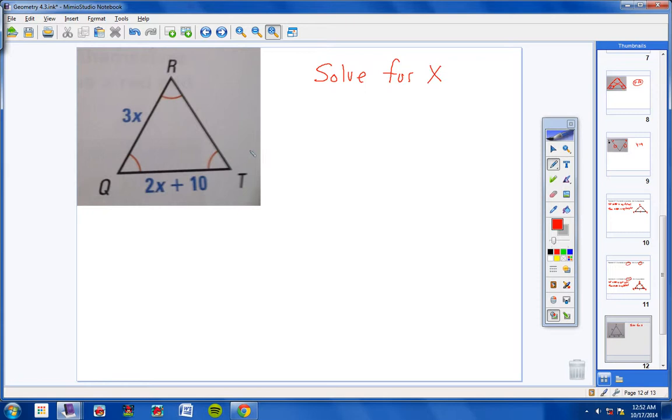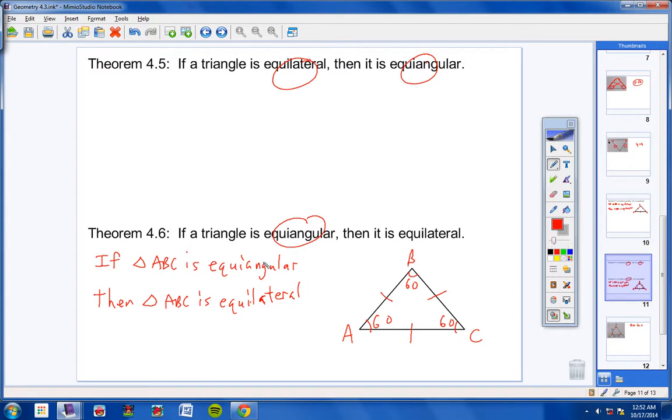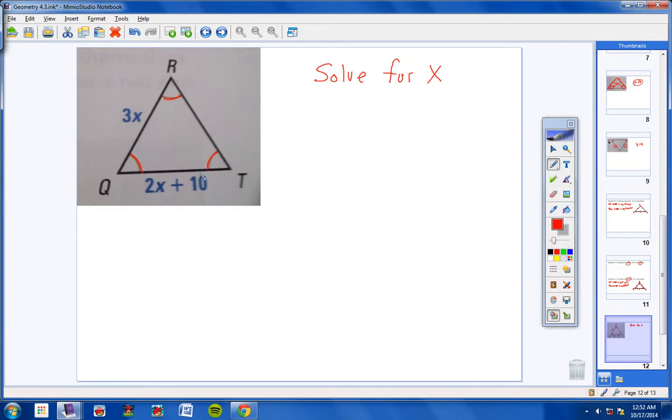Well, students, think about this. We know that all three angles are congruent, so we know we have an equiangular triangle. But we just learned that if we have an equiangular triangle, then the triangle is also equilateral. So if this triangle is equiangular, which it is, then we also know it's equilateral, which means all three sides are congruent. That means this side right here, 2x plus 10, is the same as this side here, 3x. So we can take 3x and set it equal to 2x plus 10.